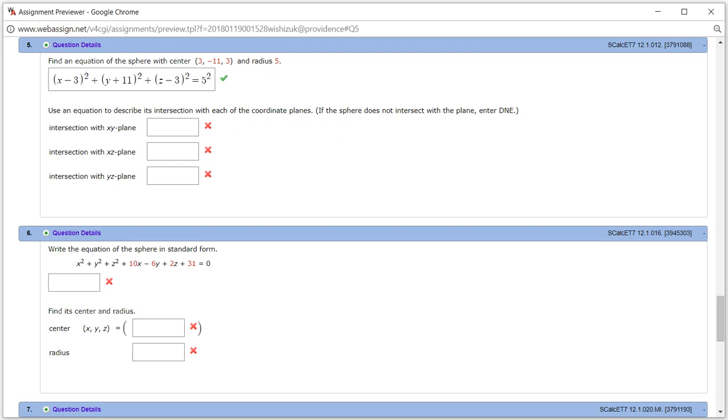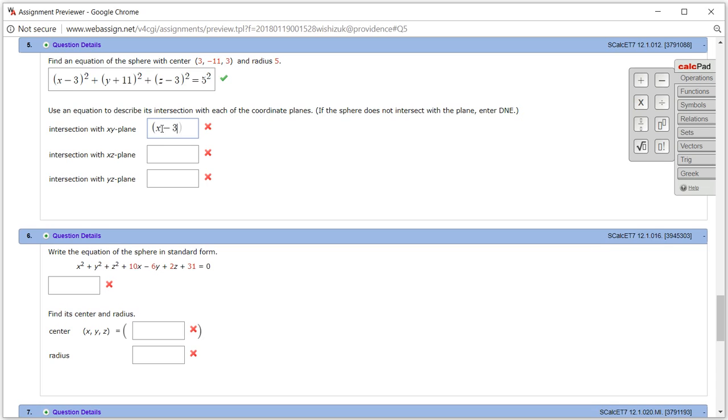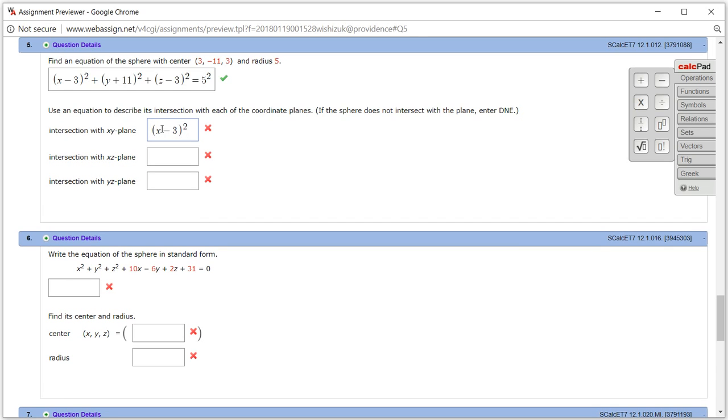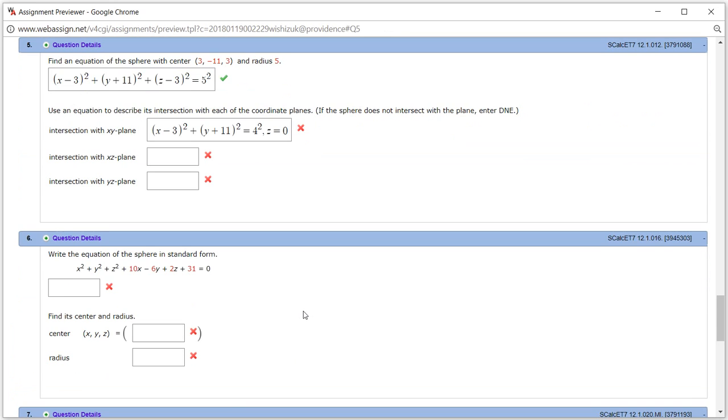So the answer is x minus 3 squared plus y plus 11 squared, so nothing changes, but this is equal to 4 squared. Then we also have to make sure that the z value is 0, since it's going to be on the xy plane. Let's check the answer first. Submit for testing. It looks like it did not like my answer.